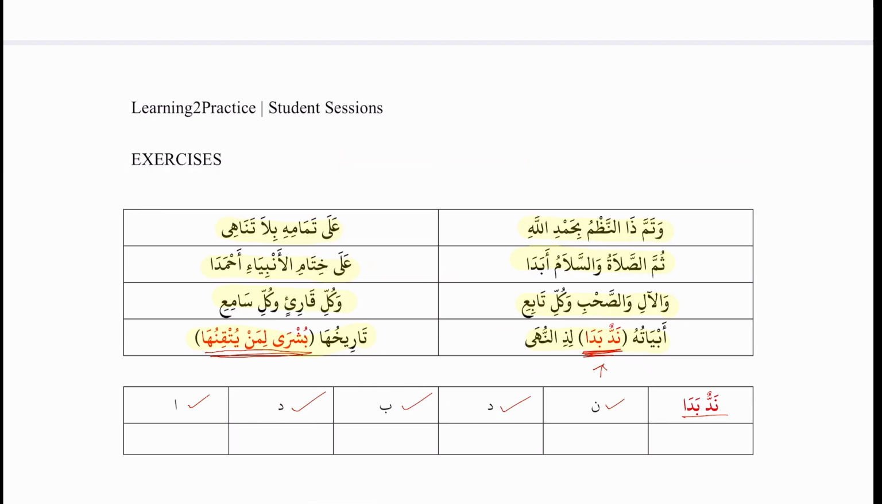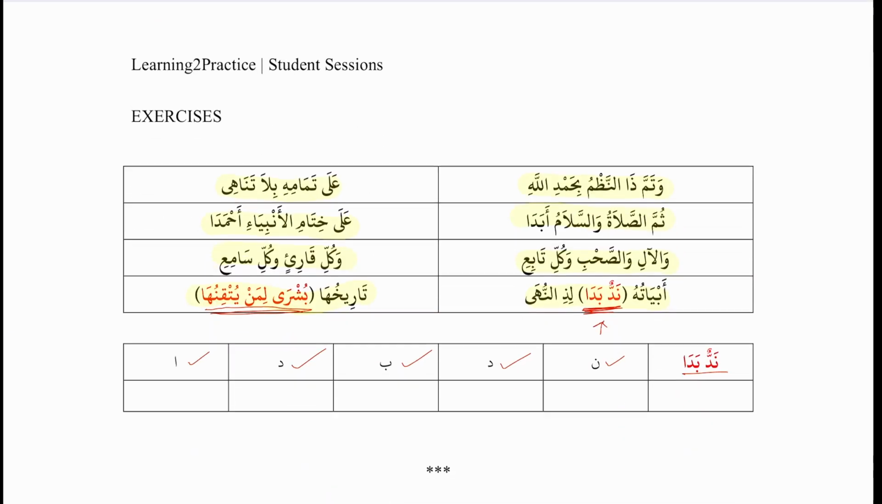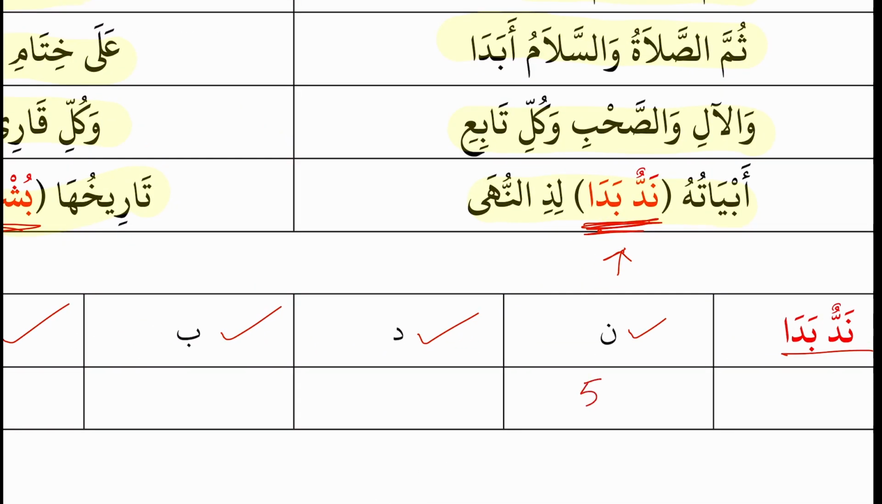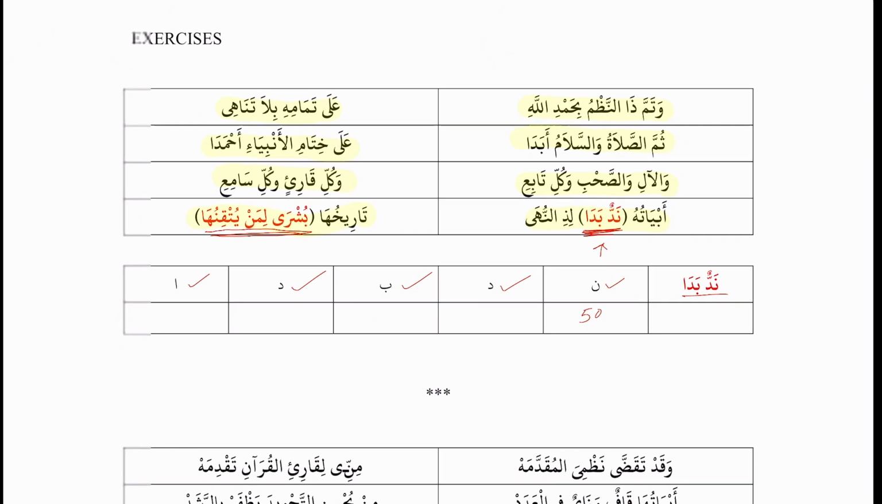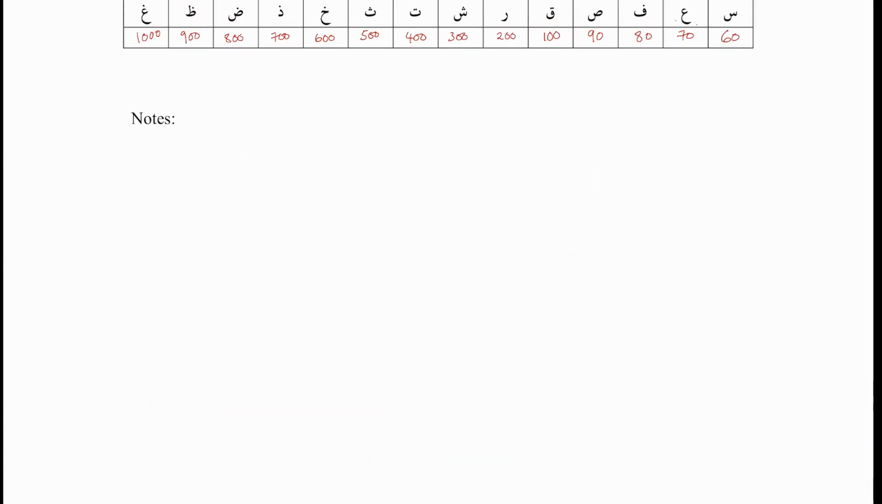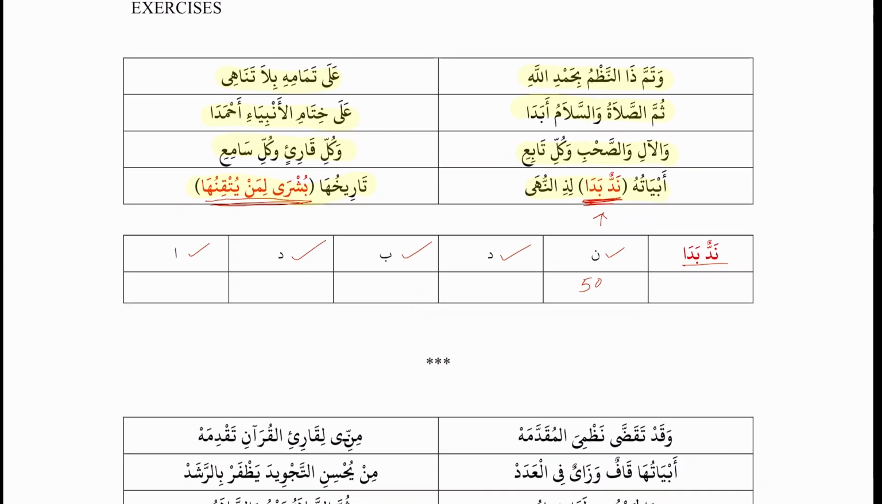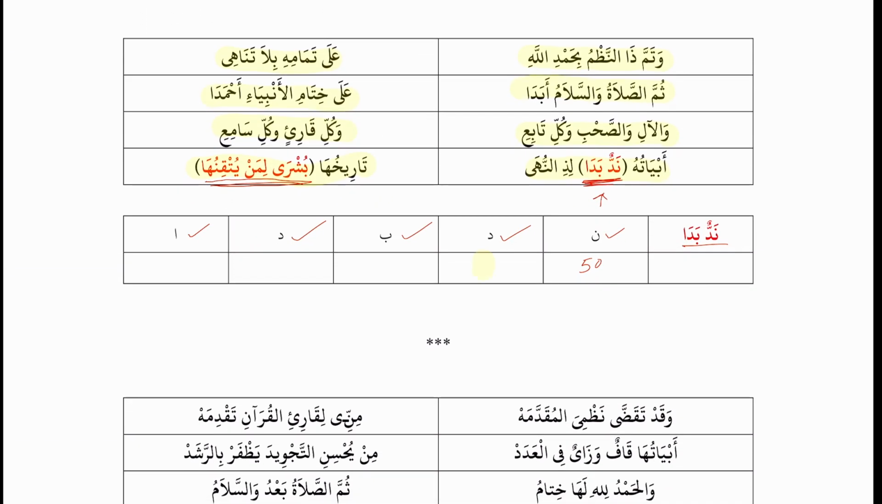So if you go back up, look at your other sheet. So let's look for the letter noon. The letter noon is here, noon. Okay, so that's 50. What's the next letter that we had? It is dal. If you look here, the letter dal here is 4.